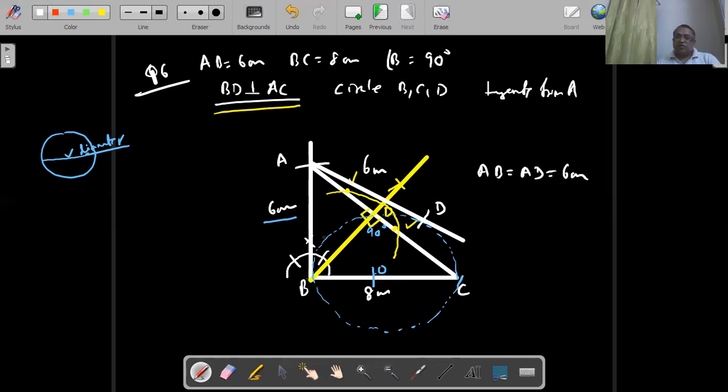Okay. So we have drawn the triangle, we have drawn BD perpendicular to AC, we have drawn the circumcircle, or the circle passing through BCD, and we have also drawn tangents from A. So all the portions are complete. Then we come to question number 7. That's the last question. Question number 7.